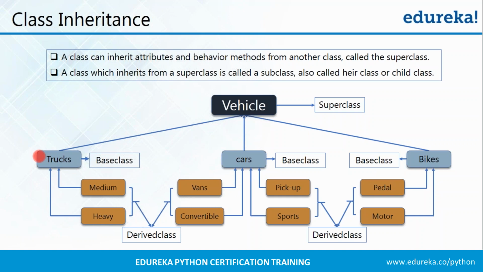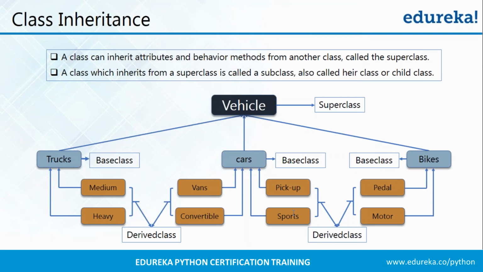So basically what I'm saying is, there are certain functionalities which will be common for trucks, cars, and bikes. So instead of writing the code or the method again for each of these classes, they can inherit that functionality from the superclass, that is vehicle. So I hope you have understood the concept of inheritance. If you have any doubts or questions, please write them down in your chat box.